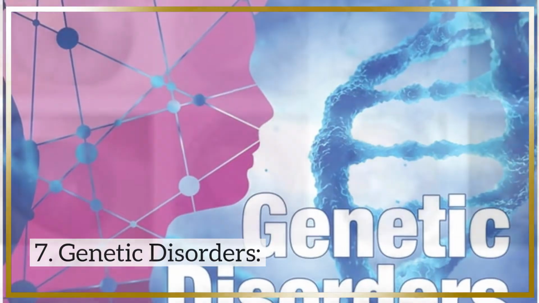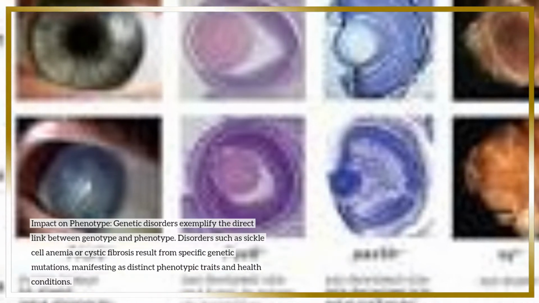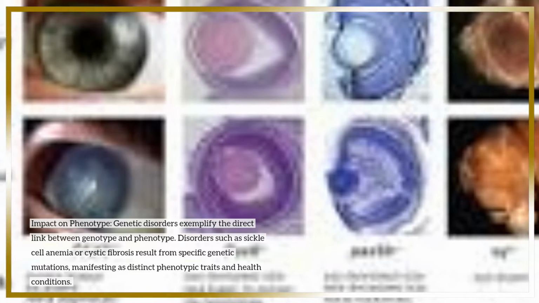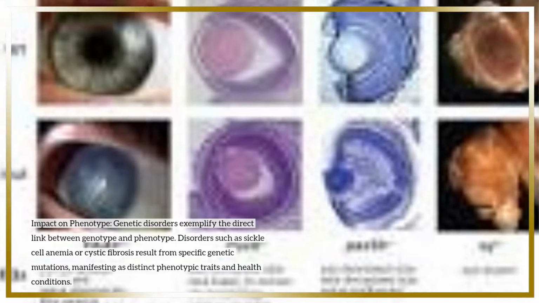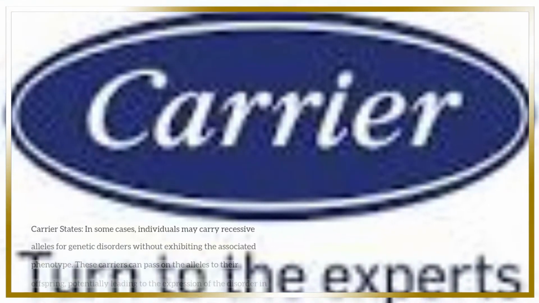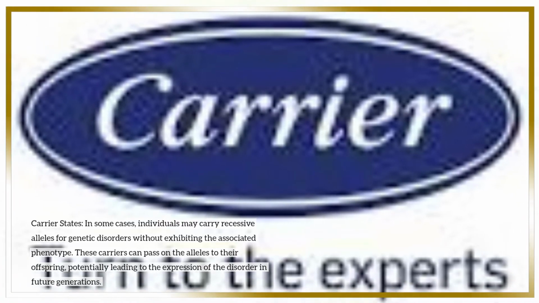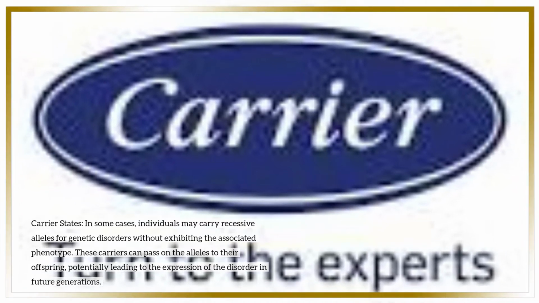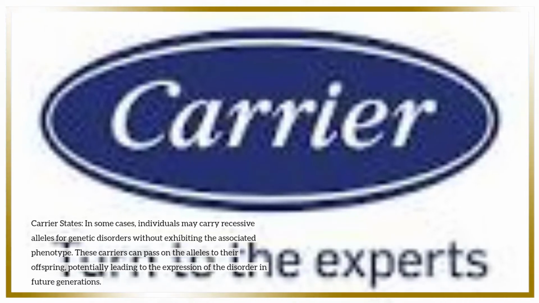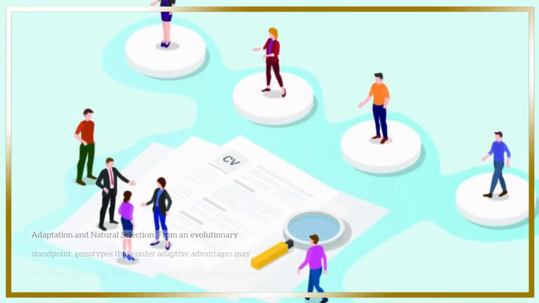7. Genetic disorders. Impact on phenotype. Genetic disorders exemplify the direct link between genotype and phenotype. Disorders such as sickle cell anemia or cystic fibrosis result from specific genetic mutations, manifesting as distinct phenotypic traits and health conditions. Carrier states. In some cases, individuals may carry recessive alleles for genetic disorders without exhibiting the associated phenotype. These carriers can pass on the alleles to their offspring, potentially leading to the expression of the disorder in future generations.